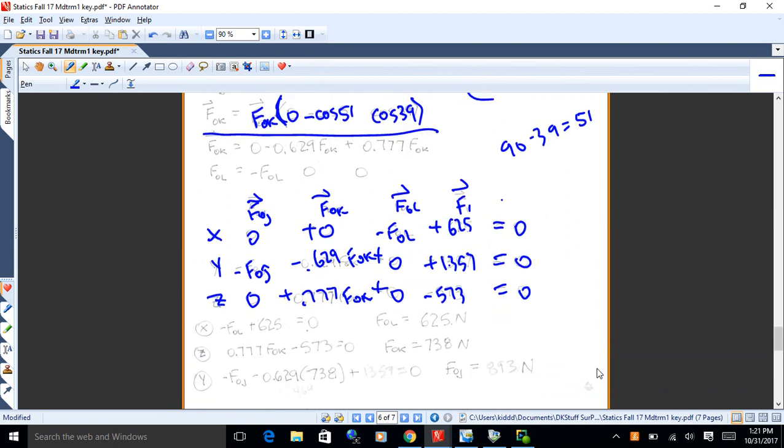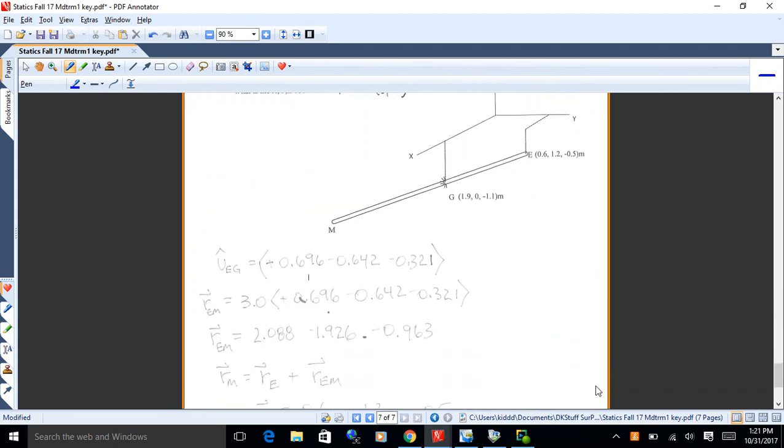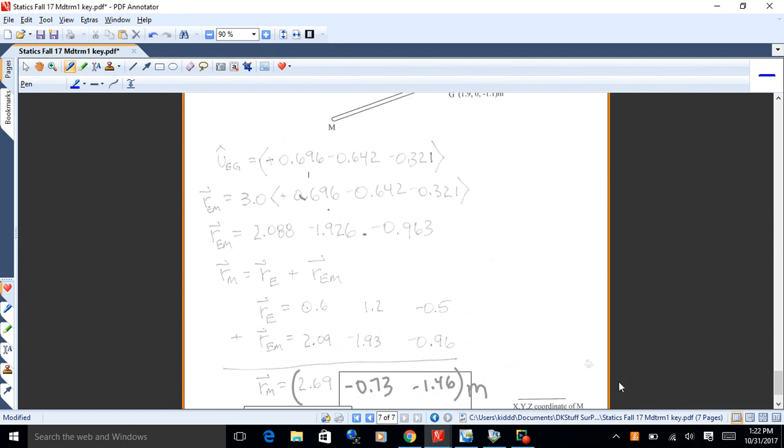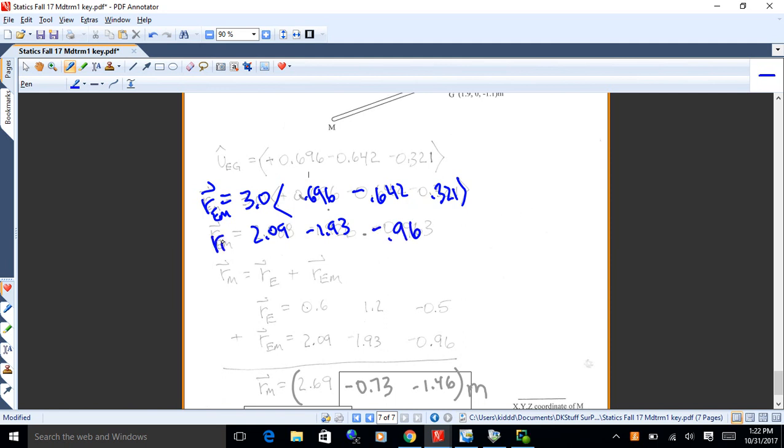All right. Any questions on that one? Might have been a couple different ways to solve this last one, but we're working with EG, so we want that unit vector, 0.696, negative 0.642, 0.321. Well, what that does, that points in the direction. If you want the vector from E to M, you take that unit vector and multiply it by 3, and that will get you 2.09, negative 1.93, and negative 0.96, basically. So that's the vector from E to M.